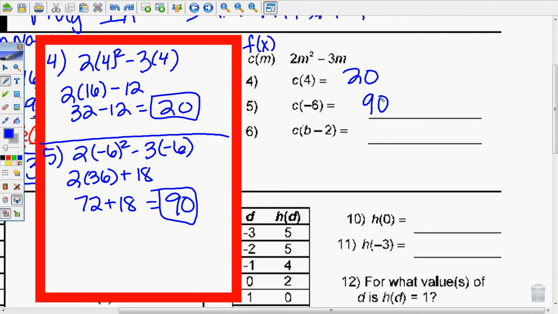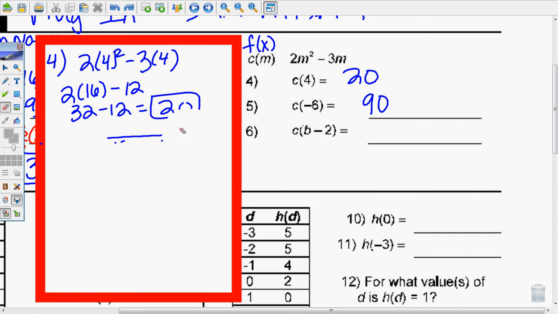Okay, so we moved a little bit more. Now we're going to do a little more of a pre-cal problem with b minus 2. So we're going to work that one together. This is the last problem you have to work in your notebook.